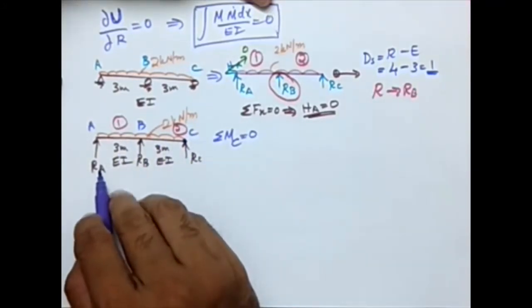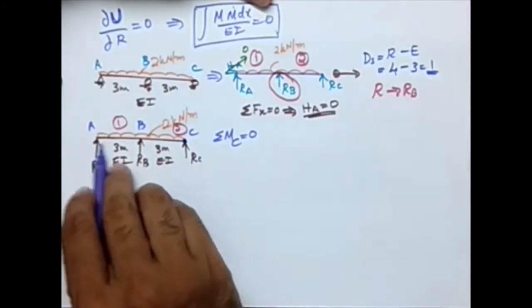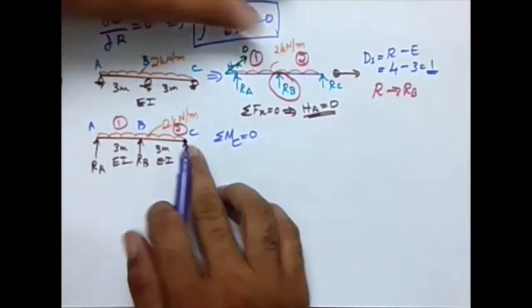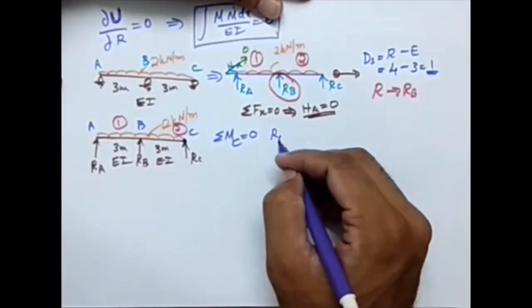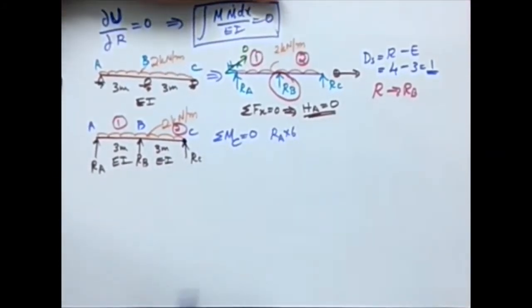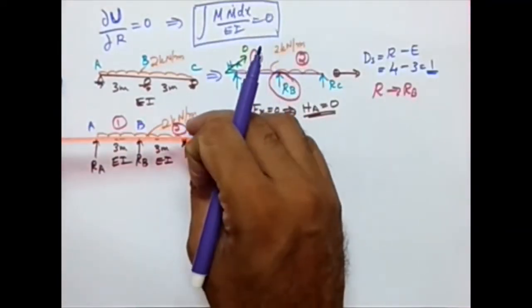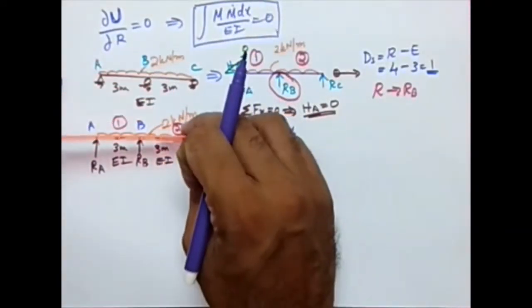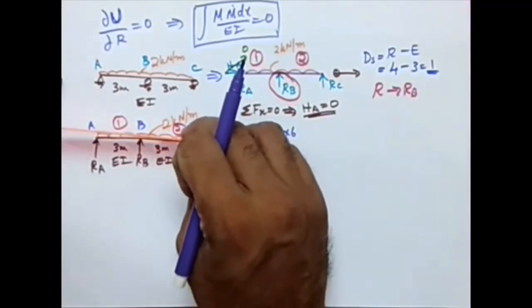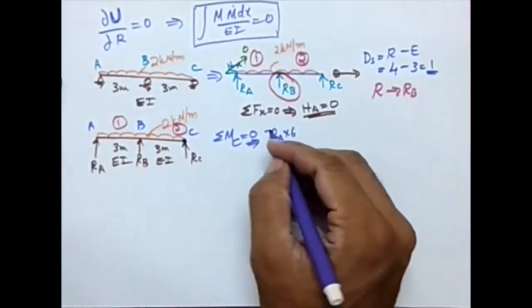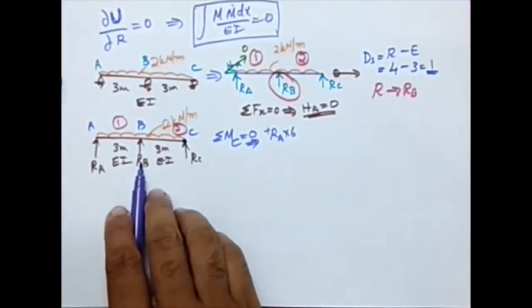We are going with RA first. RA is the force, and the lever arm is 3 plus 3, because this is the point we are considering. So the lever arm is 6 meter, and the value will be RA times 6. Now I want to know whether it is plus or minus. This is the point where you are taking the moment. This is the action of the force. It rotates clockwise. Hence it is plus.